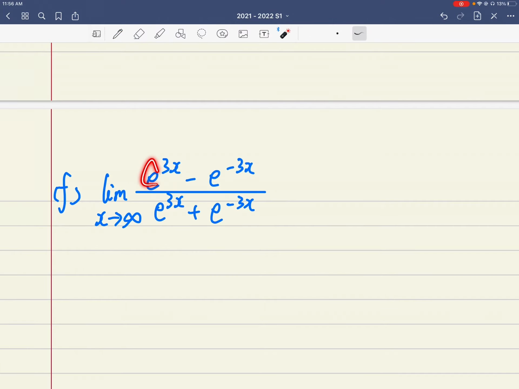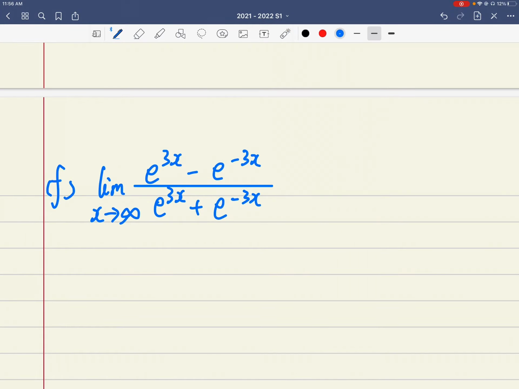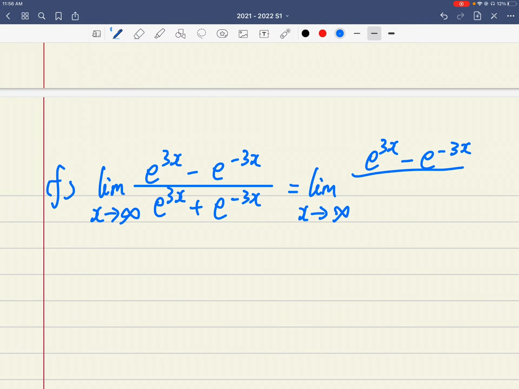Again, do the substitution. It's infinity here when x is approaching infinity, and this part is 0. Then here it's infinity plus 0, so it's still infinity over infinity. Here you cannot divide by x to the highest power because it's not a polynomial anymore, but you can divide by e to the power of 3x.